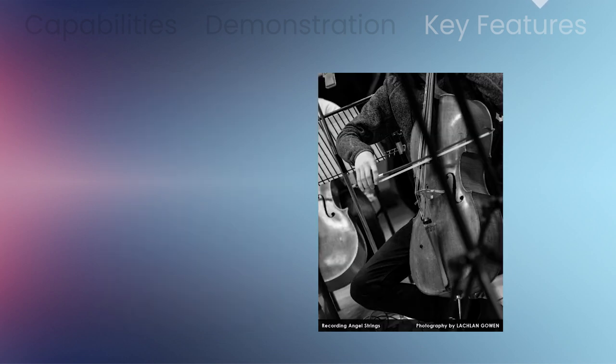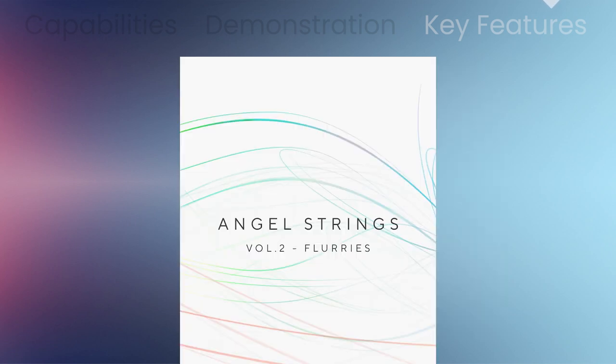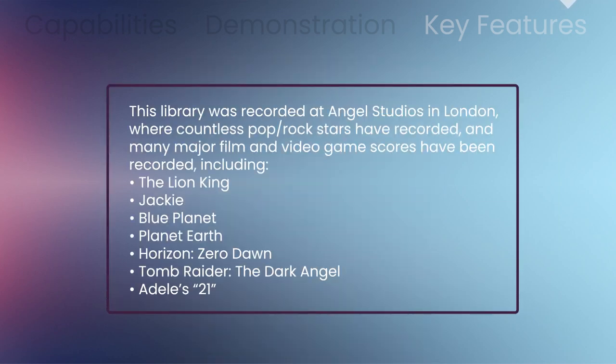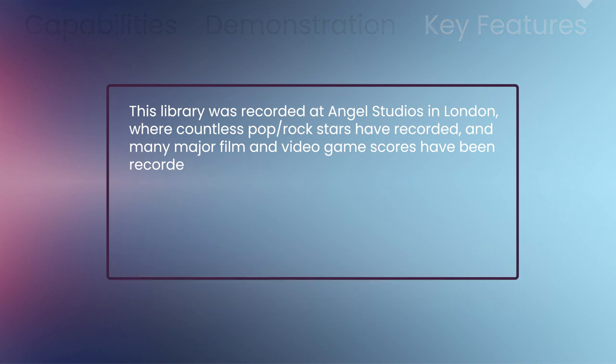The name Angel Strings comes from where the library was recorded, Angel Studios in London, where countless pop and rock stars have recorded, and many major film and video game scores have been recorded, including The Lion King, Jackie, Blue Planet, Planet Earth, Horizon Zero Dawn, Tomb Raider, The Dark Angel, even Adele's album 21.